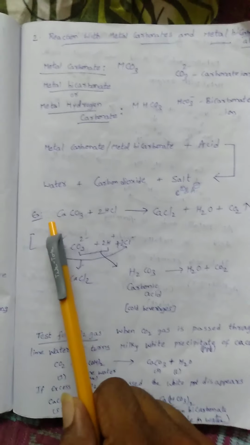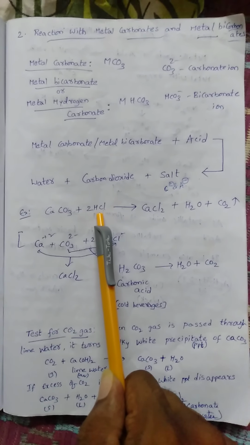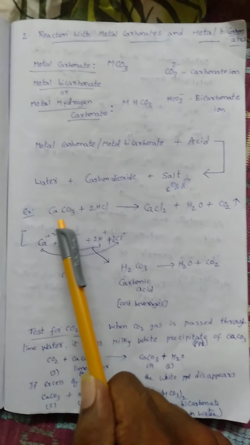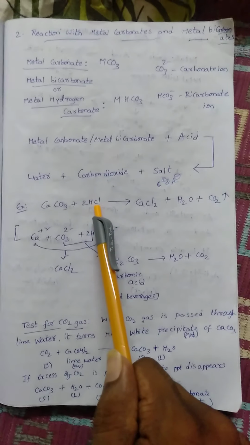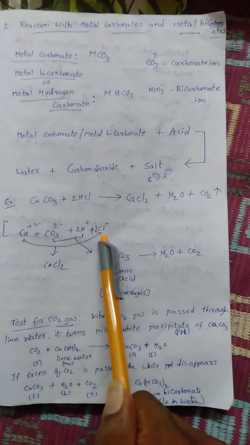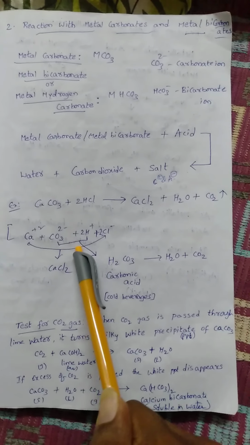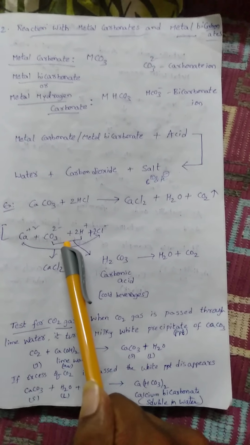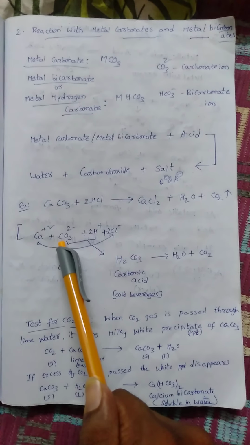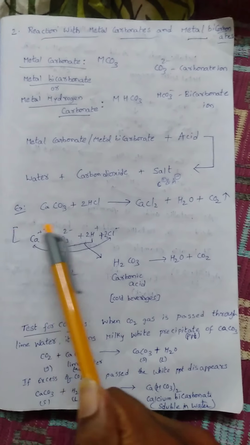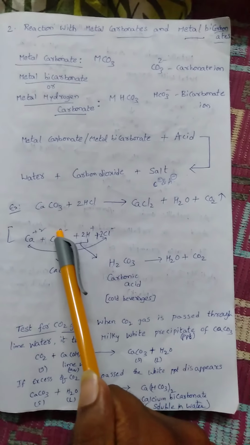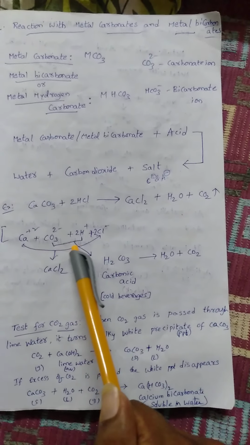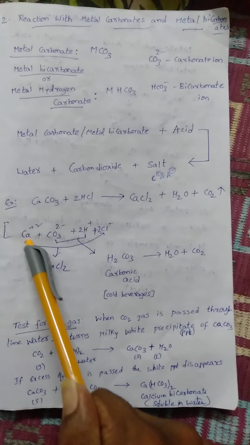How did this salt come? See, calcium carbonate on reaction with HCl. Calcium is a metal, always positive. Carbonate is an anion, 2 minus. In HCl, H is plus, Cl is minus. So this plus combines with this minus, and H plus of HCl combines with CO3 2 minus of CaCO3. So just combine the plus of one compound with the minus of the other compound. When this Ca 2 plus combines with the Cl minus, it is going to form CaCl2.